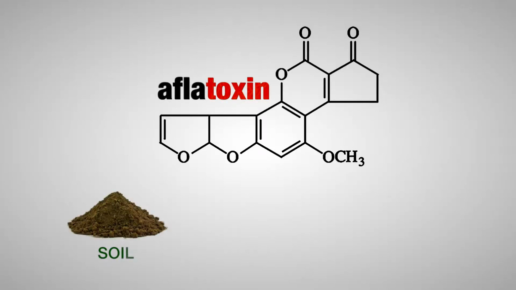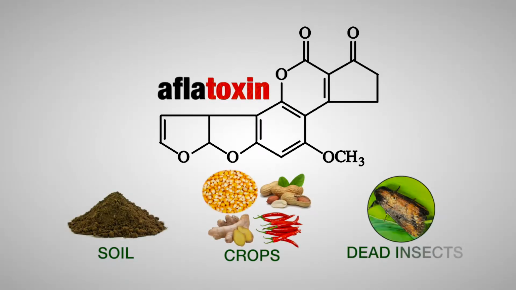Aflatoxin is caused by a fungus named Aspergillus flavus that is found in the field naturally. It's there everywhere. It's there in the soil, in the crop, in dead insects, dead organic matter, in the air. It's everywhere. So that is the fungus that actually causes aflatoxin. And within this fungus, there are some strains that produce a large amount of toxins.